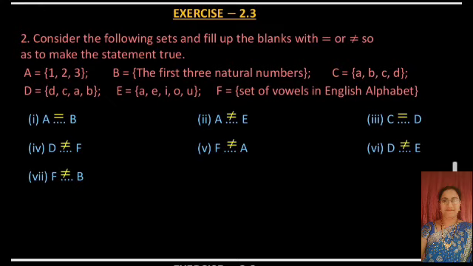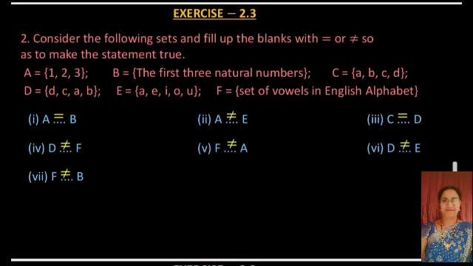So first one is given that A is equal to set of 1, 2, 3 and B is equal to the first three natural numbers. C is equal to set of A, B, C, D and D is equal to set of D, C, A, B and E is equal to set of A, E, I, O, U and F is equal to set of vowels in English alphabet. So A, C, D, E are in roster form, but B and F are given in set builder form.